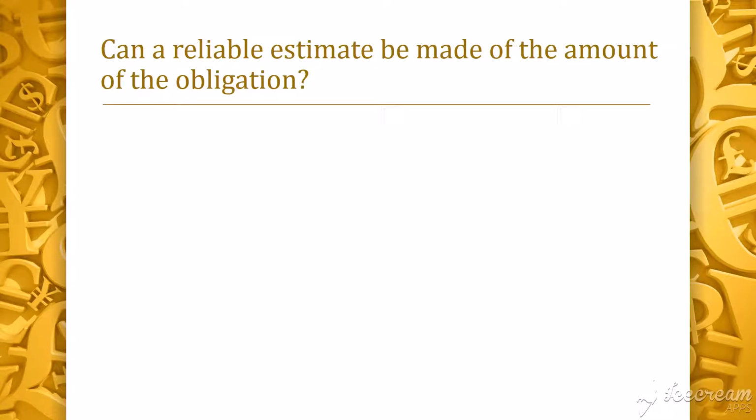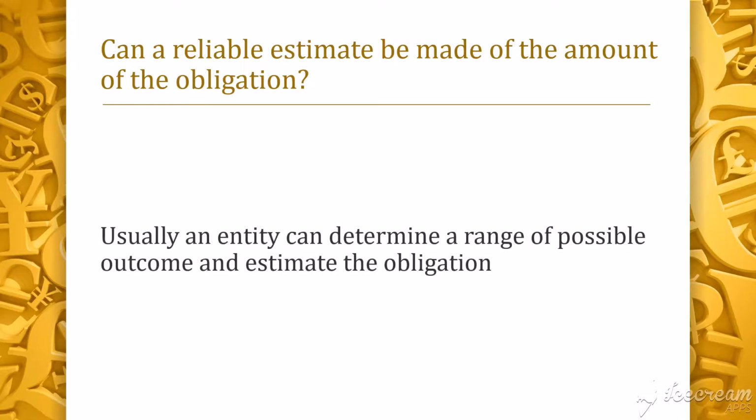Third criterion. Can a reliable estimate be made of the amount of the obligation? Most of the time, the entity can determine a range of possible outcomes and estimate the obligation that is sufficiently reliable to use in recognizing a provision. This involves judgment. But what's important is that the entity bases their estimation on reliable grounds.